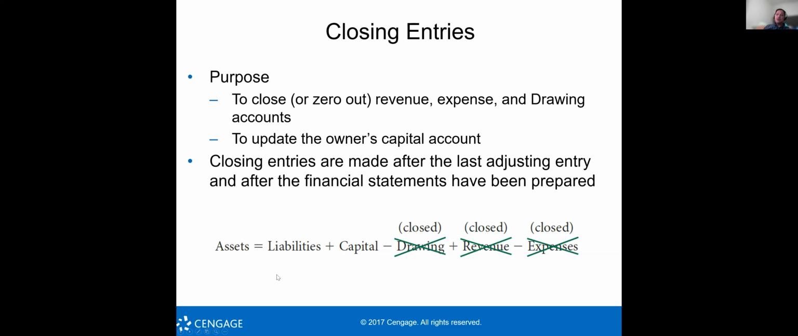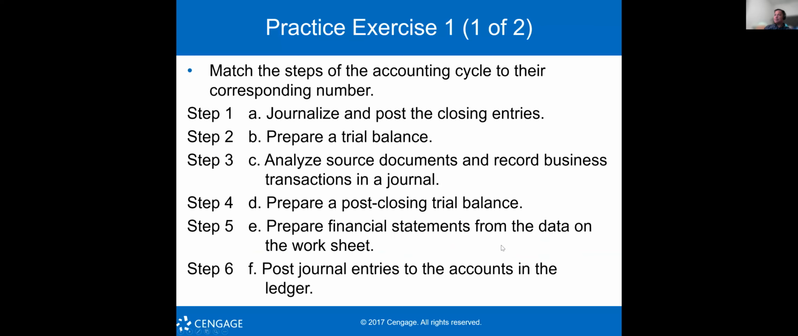So in your post-closing trial balance, the accounts that you will have are just your assets, liabilities, and the capital account, because you already closed these accounts.